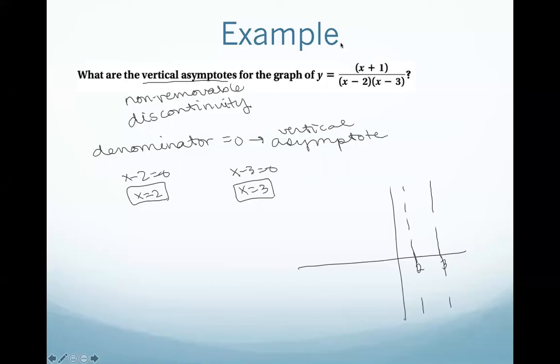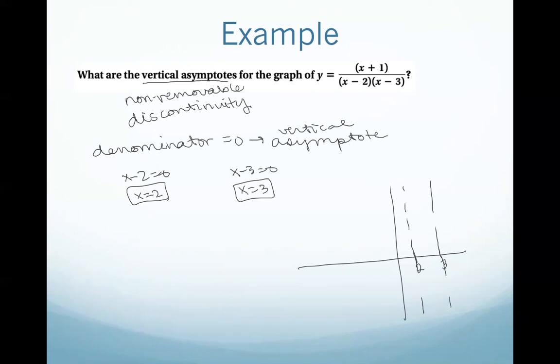Okay, so hopefully you were able to at least start this. A vertical asymptote is a non-removable discontinuity. So we're looking for the points of discontinuity that do not cancel out. Now, if we look at our function, none of the factors cancel out. So we're looking for where does my denominator equal 0? x minus 2 is 0 when x is 2, so that's our first vertical asymptote. x minus 3 is 0 when x equals 3, so that's our second vertical asymptote. We have two vertical asymptotes here.